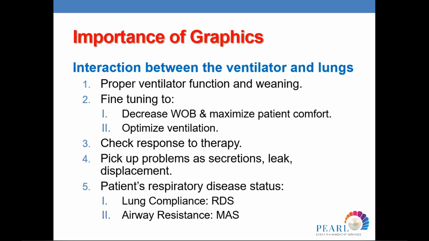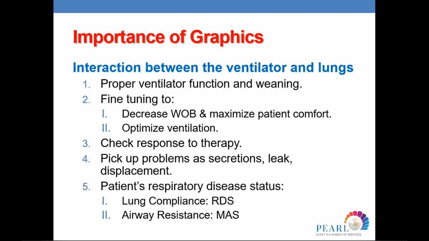We can optimize ventilation. By the graphics, we can check the response to therapy. We can pick up problems such as secretions and leak. And very important is the disease process, the respiratory disease process. So we are talking about a lung compliance problem or airway resistance. So I want to give you an example here. When we are talking about compliance, we are talking about the lung compliance. And when we are talking about resistance, we are talking about the airway.